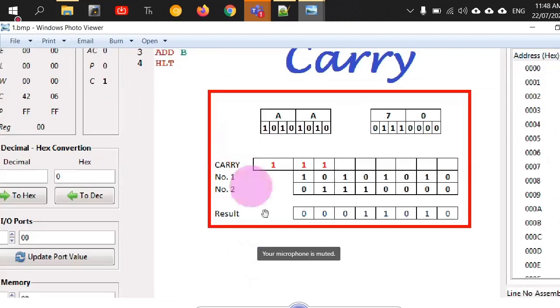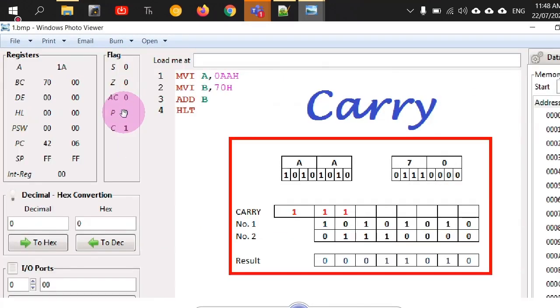So in the result, can you notice the number of ones? It is 3 already. So what should be the status of the parity flag? Parity flag has to be 0, right? Because the number of ones in the accumulator and parity combined should be odd after execution of any command. After execution of any command. So this is very important, right?